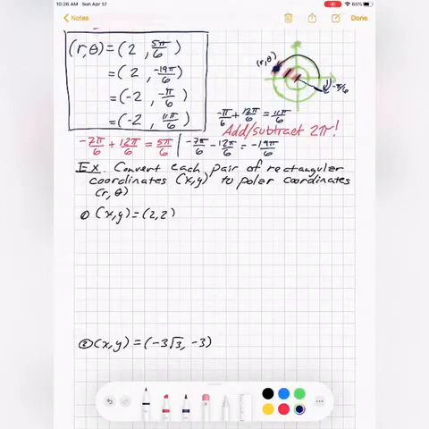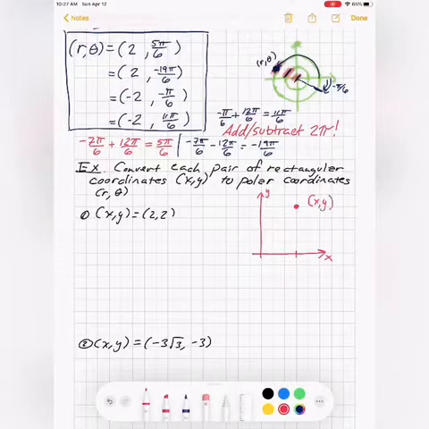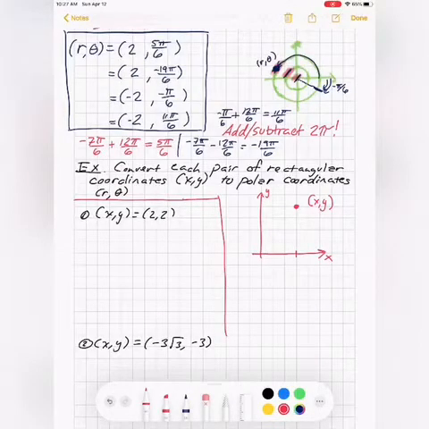What about converting? Convert each pair of rectangular coordinates x, y to polar coordinates r, theta. So let me just think in general for a second here. If I have a point, say my point is here, here's an xy pair. And I'm thinking, how could I convert this into an r theta pair?